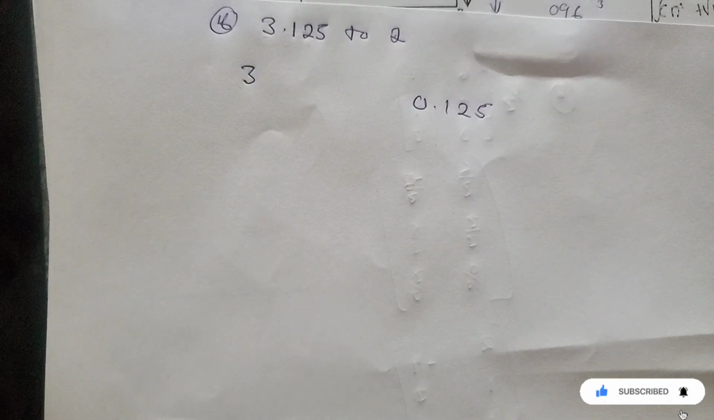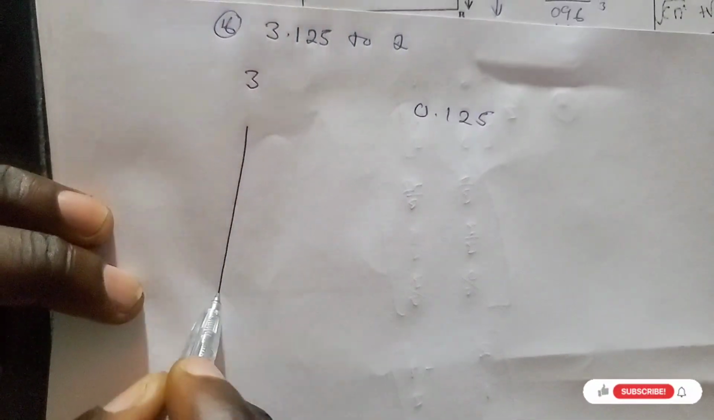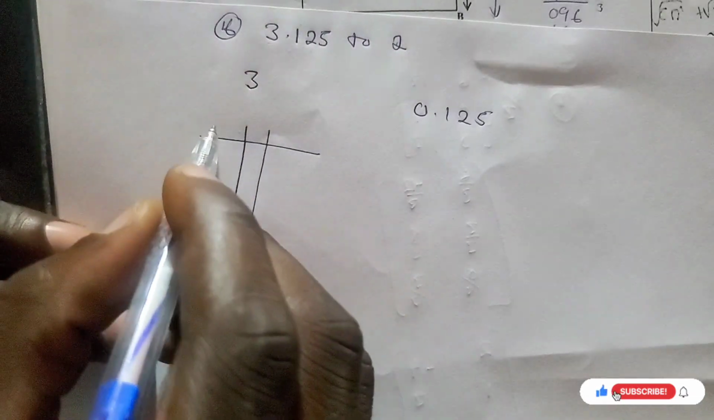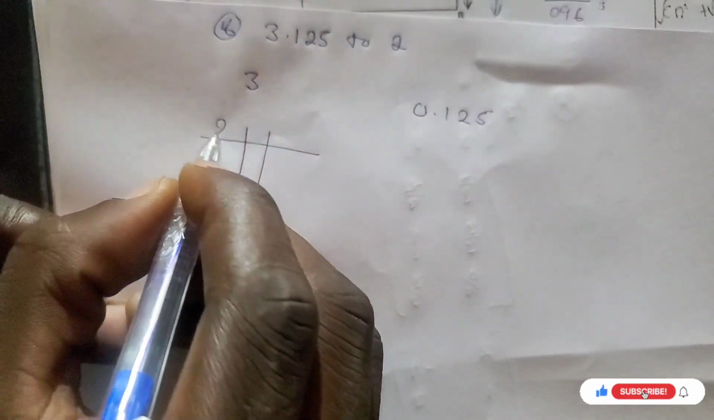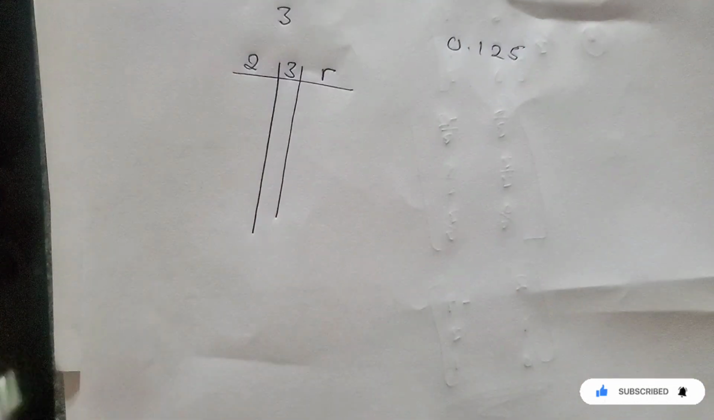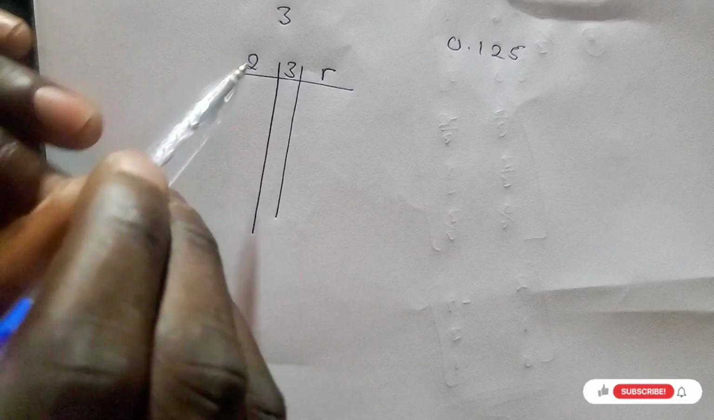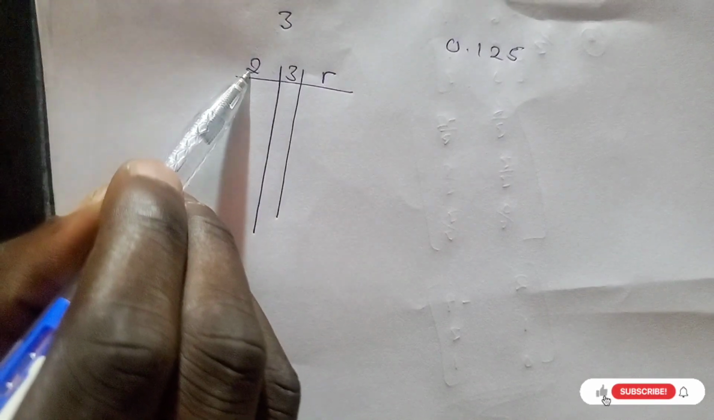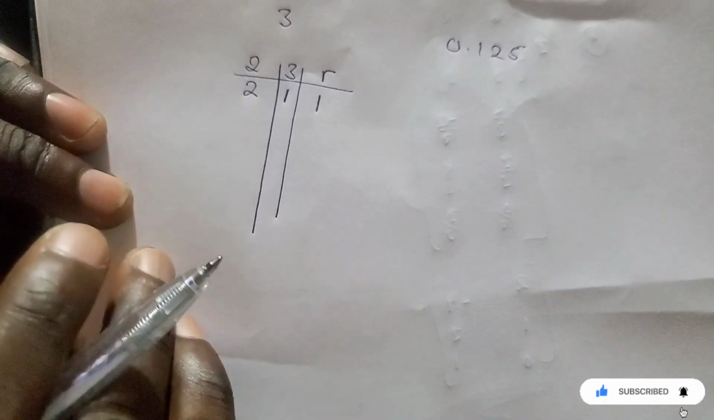Now, let's work with this. Let me just draw 2 lines here. Here I'm going to write the base, which is 2, and the whole number 3. Then here I'll be writing remainders. Now I'll be dividing. 2 into 3 is 1, remainder 1.